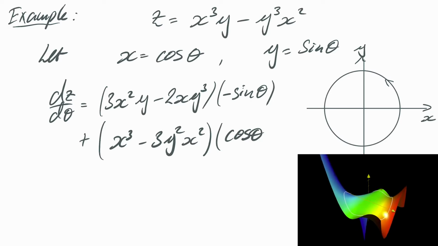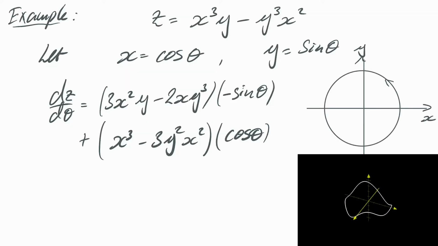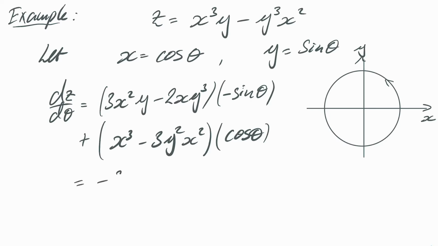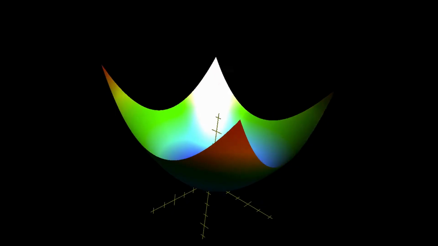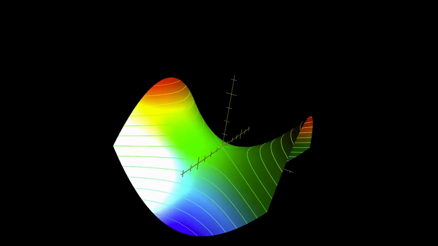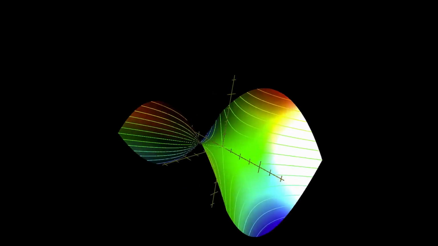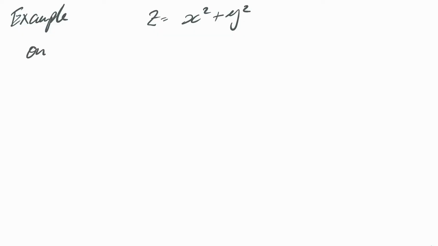So I would then either write everything in terms of theta or everything in terms of x and y and evaluate it on the unit circle. So this tidies up to on the circle only. Let's look at the paraboloid and the hyperbolic paraboloid again. So on the circle, let's do the same thing.